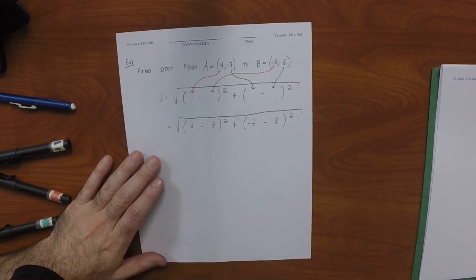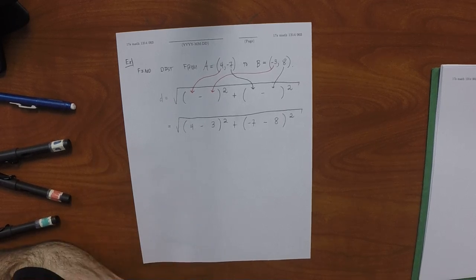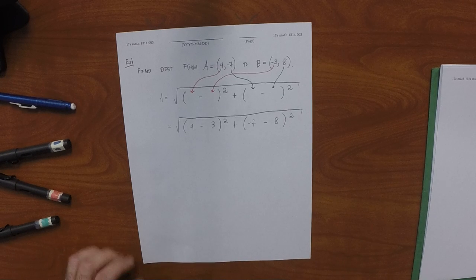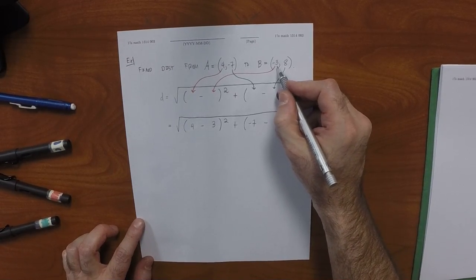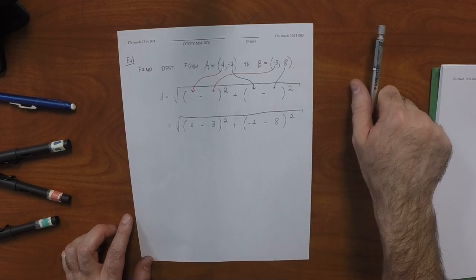Okay. So someone say it. It's not right. Plus 3. It says minus 3 right there. It's minus negative 3, right?